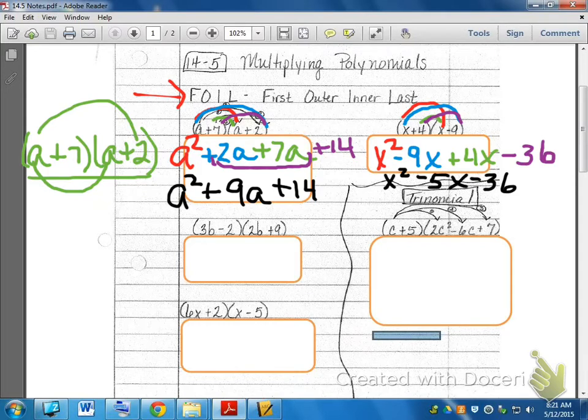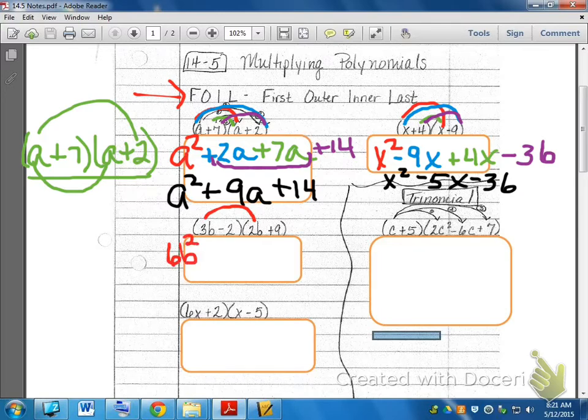Okay, now I'm going to stop with all the colors and see if that makes a difference. 3b minus 2 times 2b plus 9. First, that means 3b times 2b. No, we're multiplying. 3b times 2b. 3 times 2 is 6.